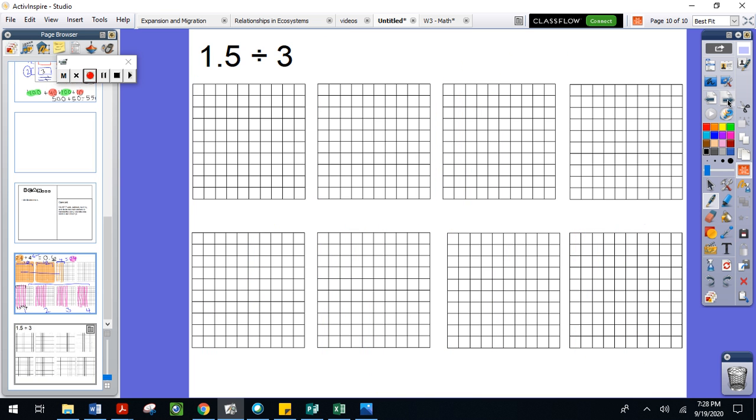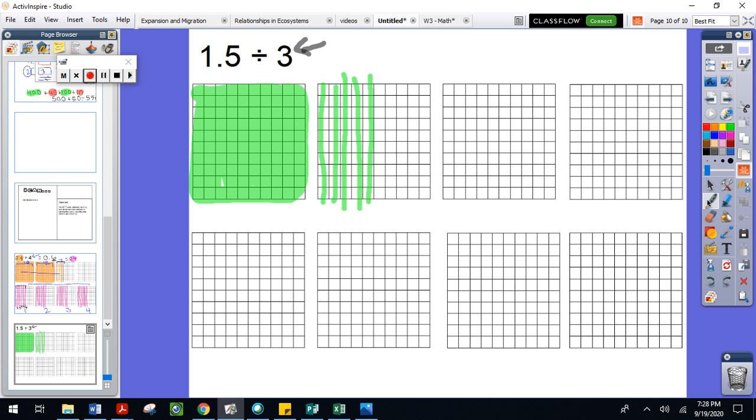So let's look at this again. We have 1 and 5/10 divided by 3. That 1 and 5/10 means that we have one whole shape to color in. Just like this. The 5/10 is going to be 10, 20, 30, 40, 50. Just like that. Now, we're dividing by 3. So that means that we only need 1, 2, 3. We do not need this extra one here.